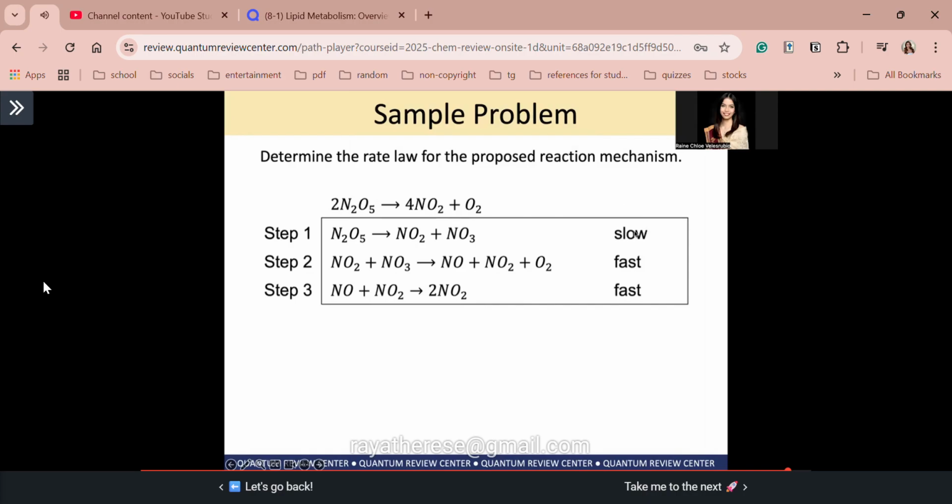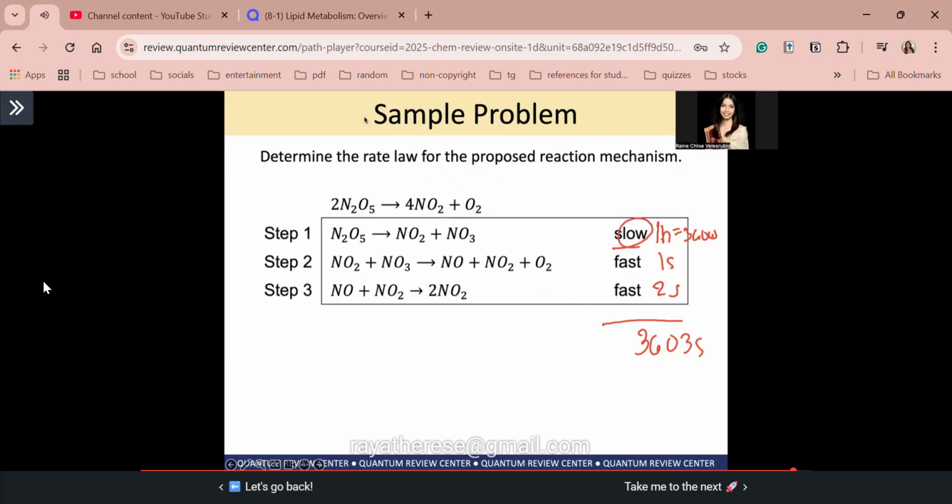Okay? So here we have a proposed reaction mechanism. We have N2O5 forms NO2 plus O2. Now, step 1, guys, is your slow step. Then steps 2 and 3 are fast. So imagine guys, step 1 is very slow. As in, 1 hour. Then your step 2 takes 1 second. Step 3 takes 2 seconds. Oh guys, 1 hour equals 3,600 seconds, right? So the total time of your reaction is only 3,603 seconds, right? So most likely, your slowest step determines the rate law.